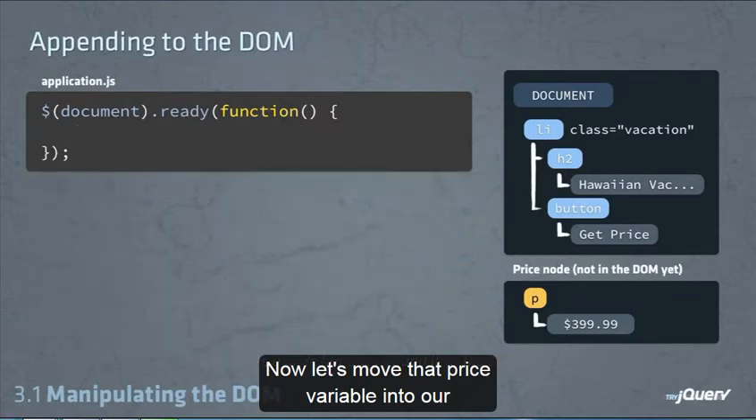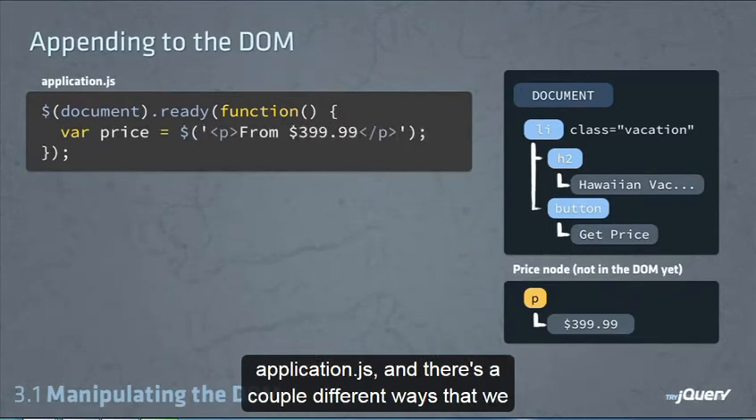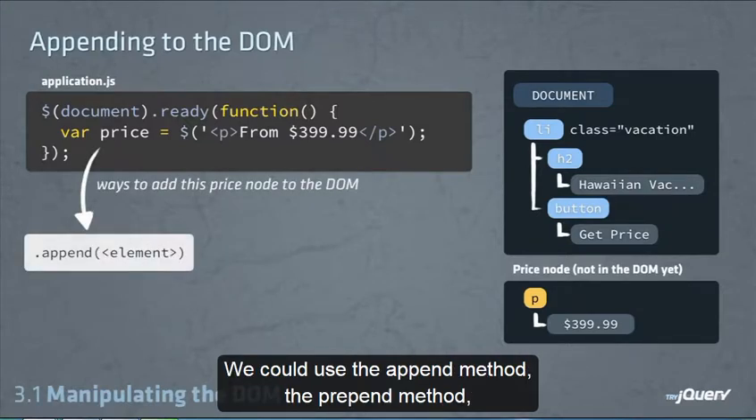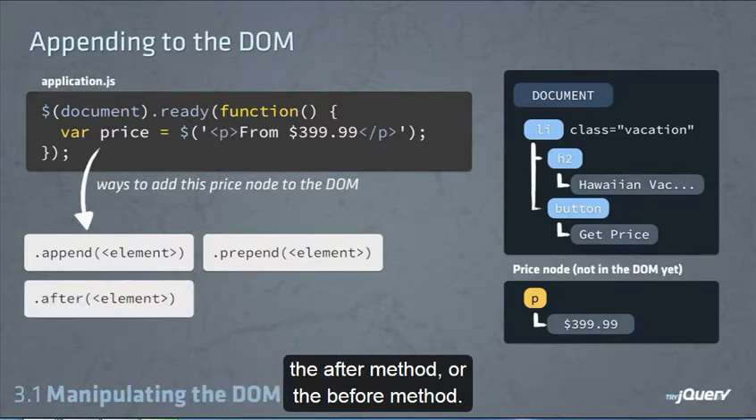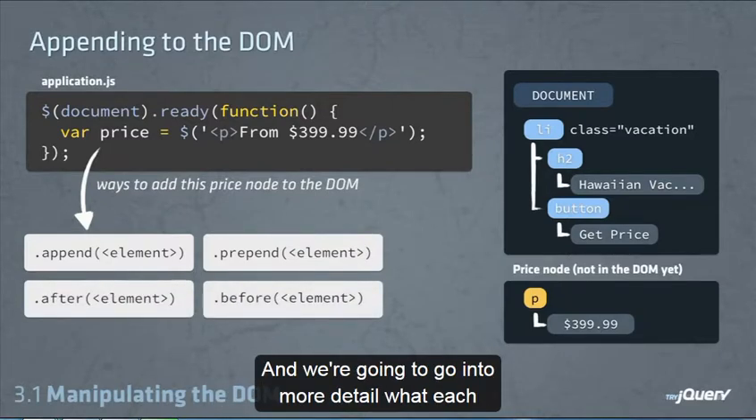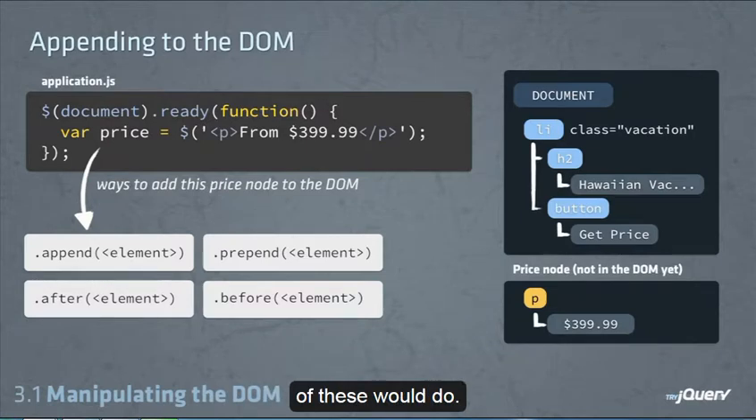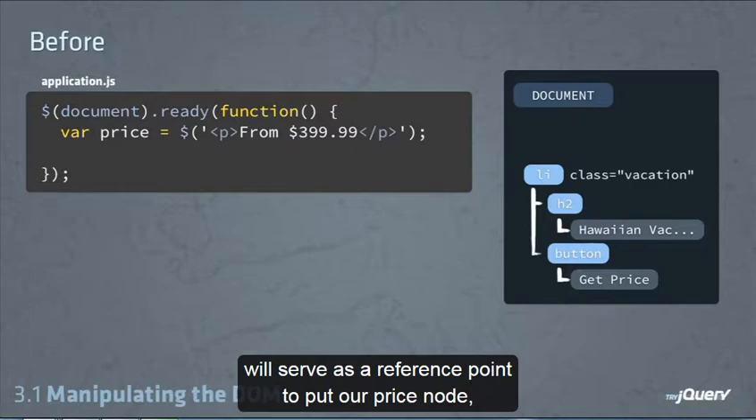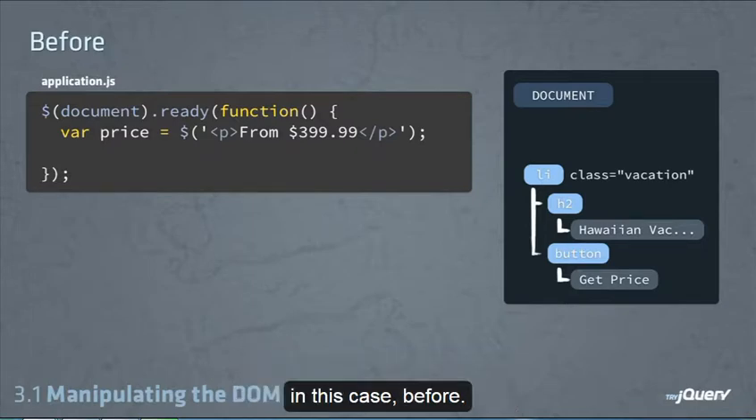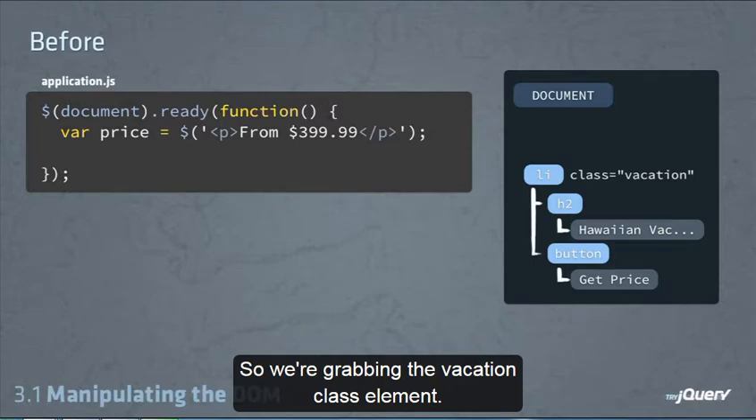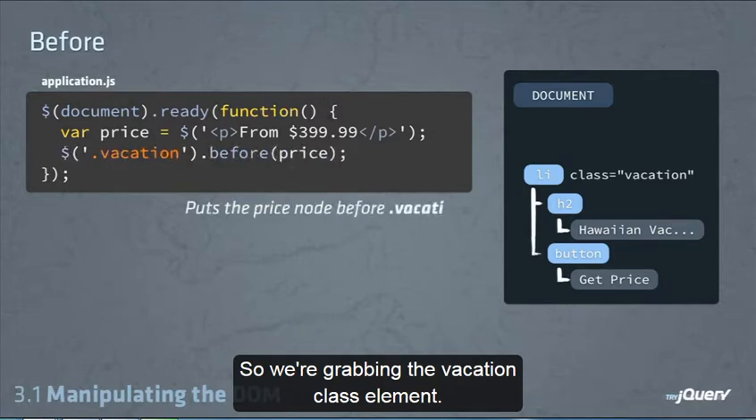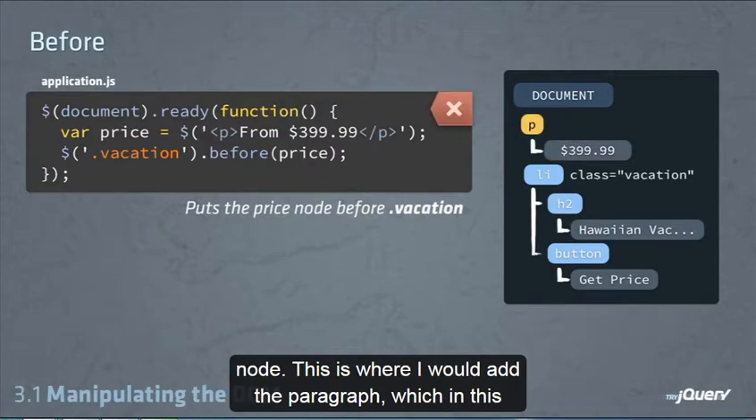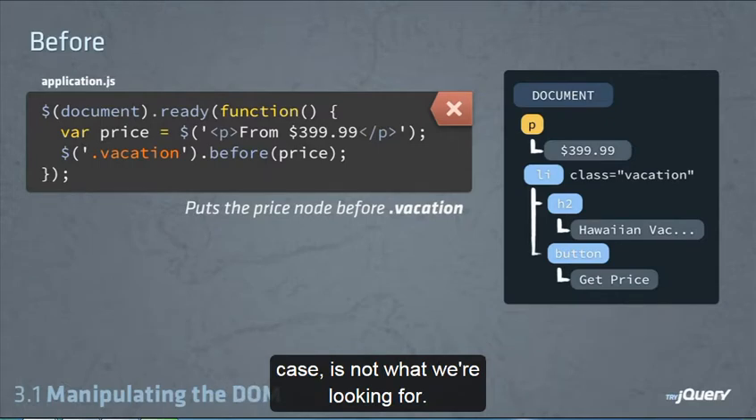Now let's move that price variable into our application.js, and there's a couple different ways that we can add that node into our DOM. We could use the append method, the prepend method, the after method, or the before method. And we're going to go into more detail on what each of these would do. First, we need to select a node out of our DOM, which will serve as a reference point to put our price node, in this case, before. So we're grabbing the vacation class element, and then before the vacation class, we're adding the price node. This is where it would add the paragraph, which in this case is not what we're looking for.